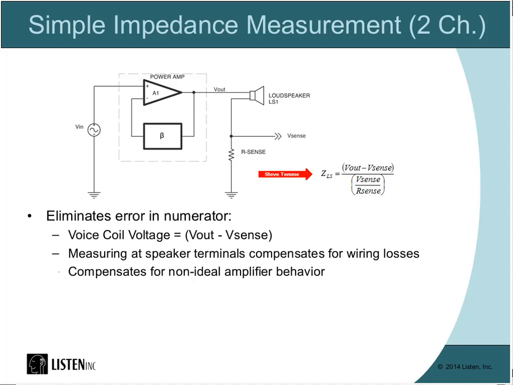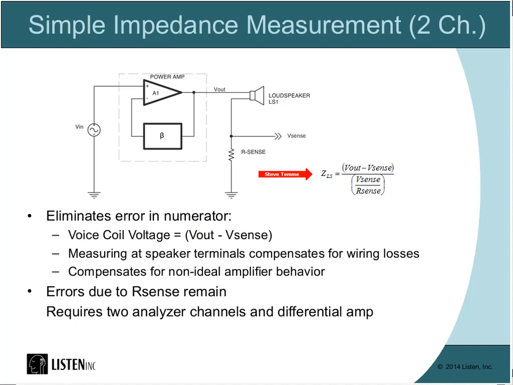And most importantly, it will compensate for non-ideal amplifier behavior, because as that amplifier's performance changes over frequency, potentially due to the load of the loudspeaker, we're measuring essentially the response of the amplifier and subtracting it out. But we still have errors due to the R sense, or the sense resistor, such as thermal heating and the loading of the amplifier. The combination of the loudspeaker and the resistor is not entirely known, so that does cause some potential errors.